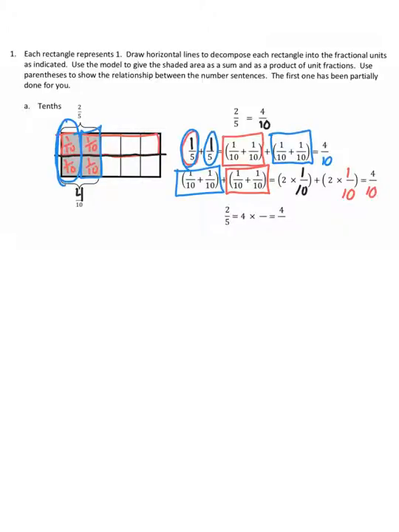So 2/5 is equal to 4 times 1/10, which gives us 4 tenths. So we're showing that 2/5 is equivalent to 4 tenths.